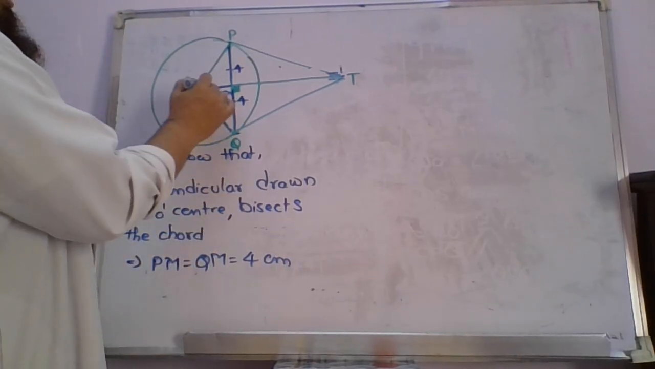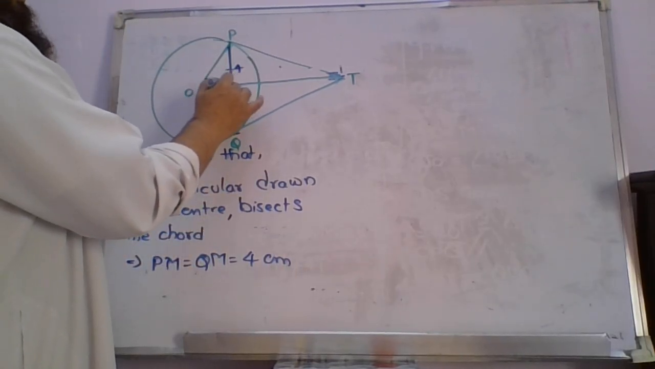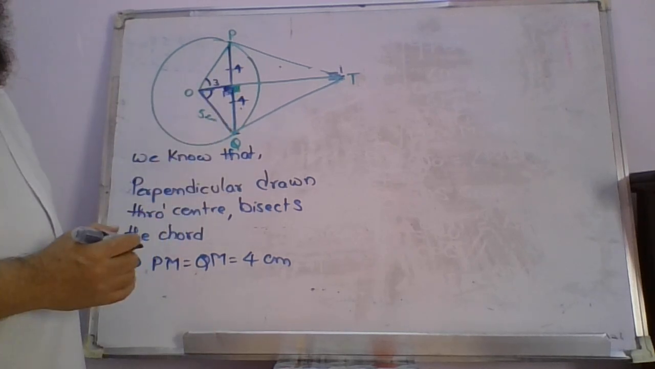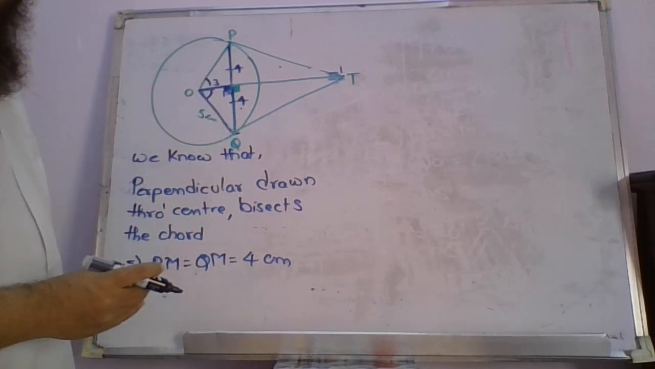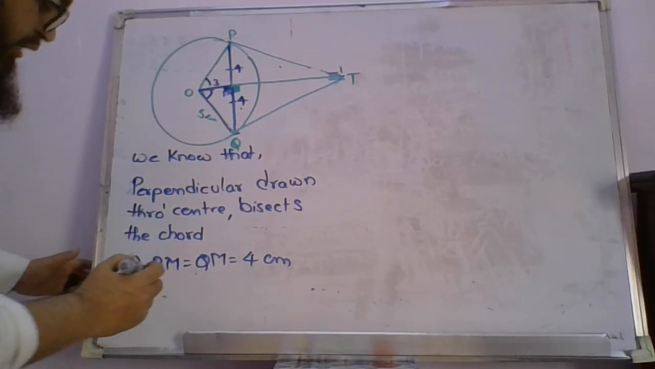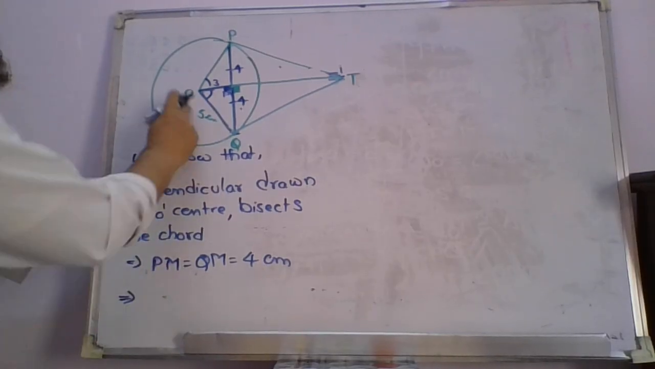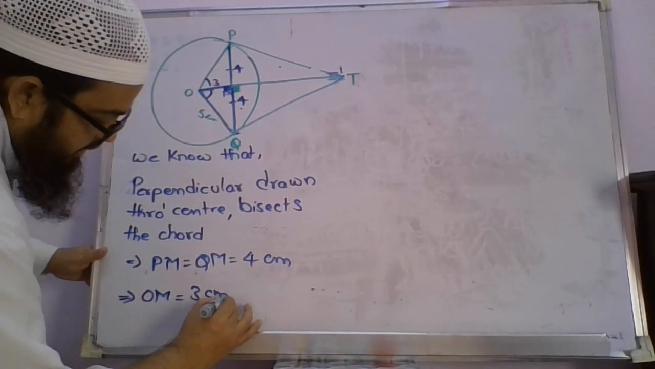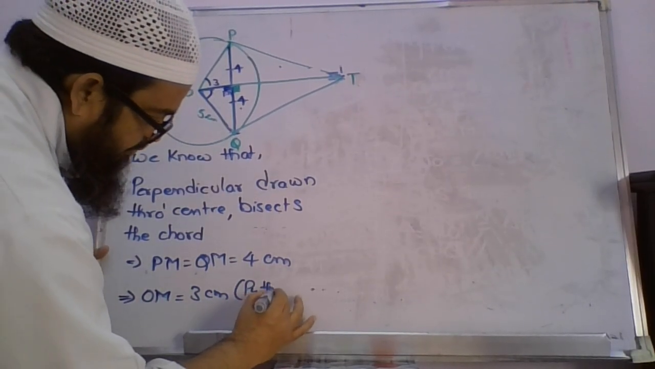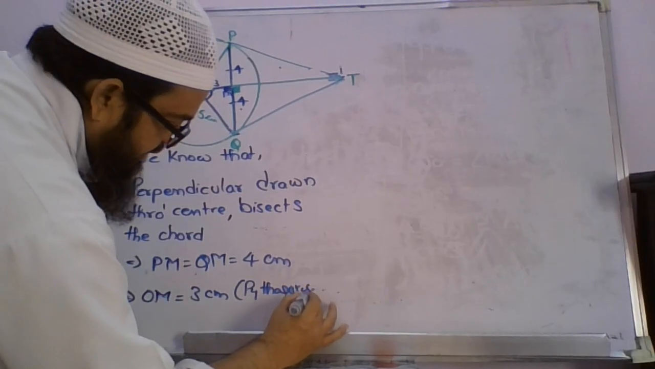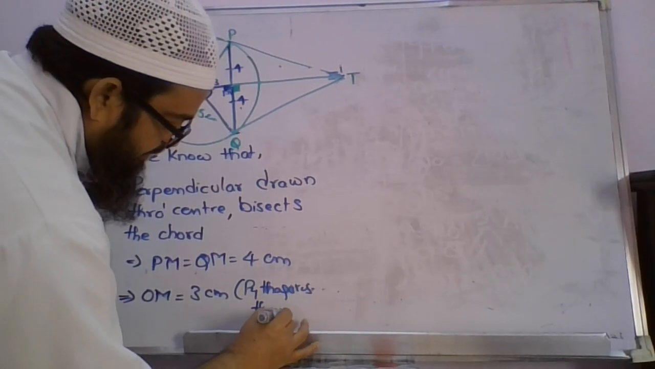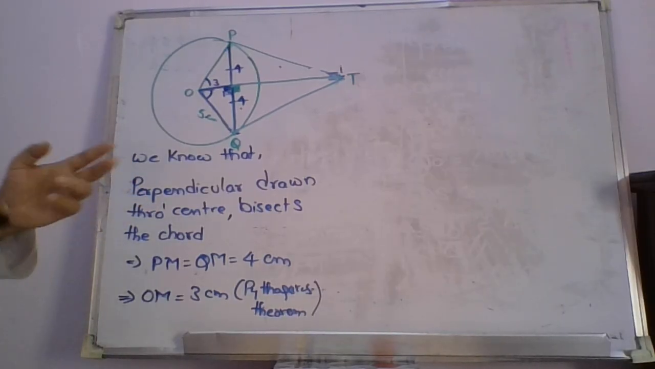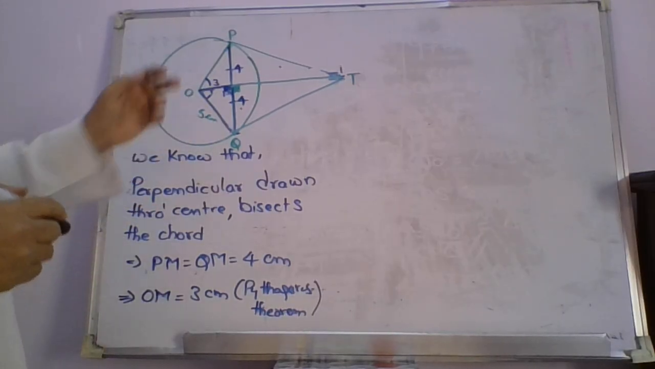So here, what is this? This is a right angle, right? This is the right angle triangle, and 5, 4, and what will be the height? So it will be 3 centimeters. Why? Pythagorean triplet, 5, 4, 3 are Pythagorean triplet. So that implies OM is equal to 3 centimeters. So you can write by Pythagoras theorem or Pythagorean triplet. You can write anything. So now you got OM. This is our second step. Getting OM is the second step.